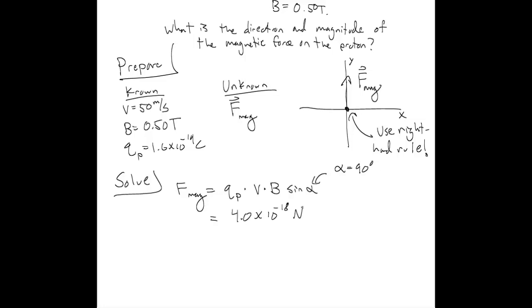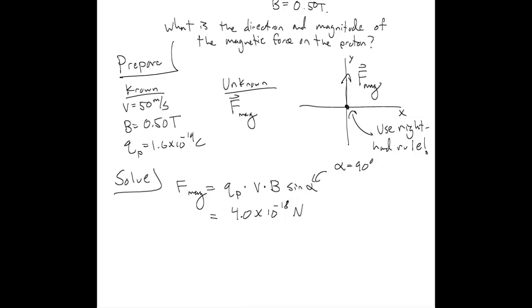Plugging in these numbers, we get a really small force on the proton, and so we have now solved. We figured out what the magnitude of the magnetic force is and its direction. It's 4 times 10 to the negative 18 newtons in the upwards direction.